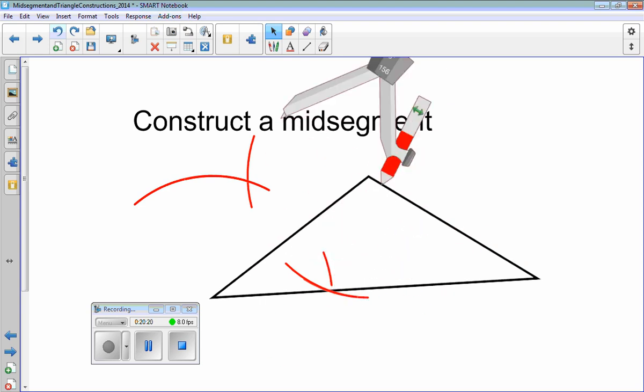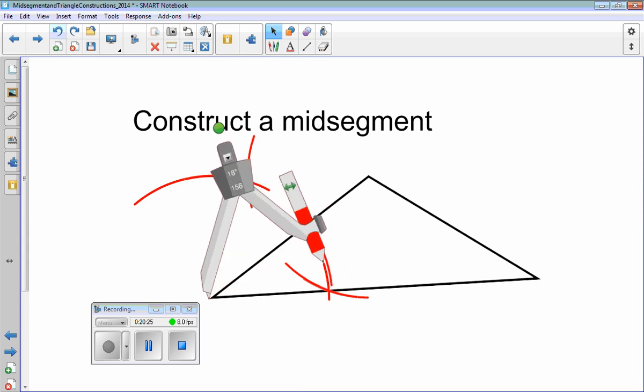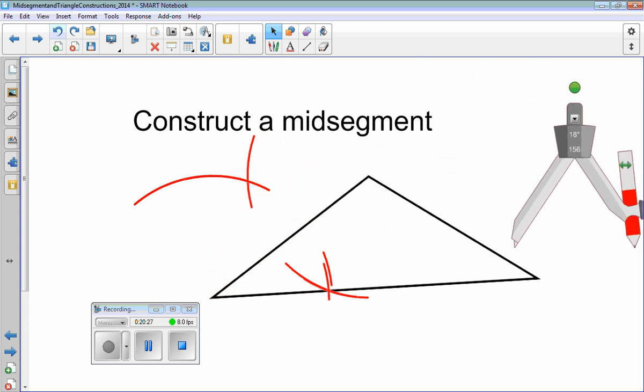Hang on. Doing a compass construction is so awesome. Okay, there we go. So I'm not going to draw the line to connect those. Okay? Because I don't want the line.